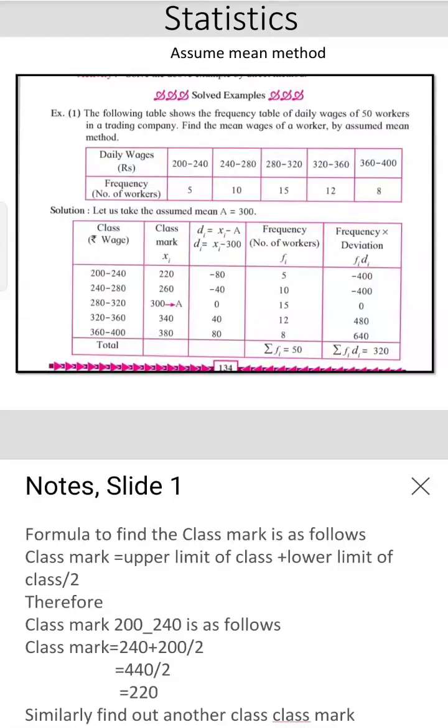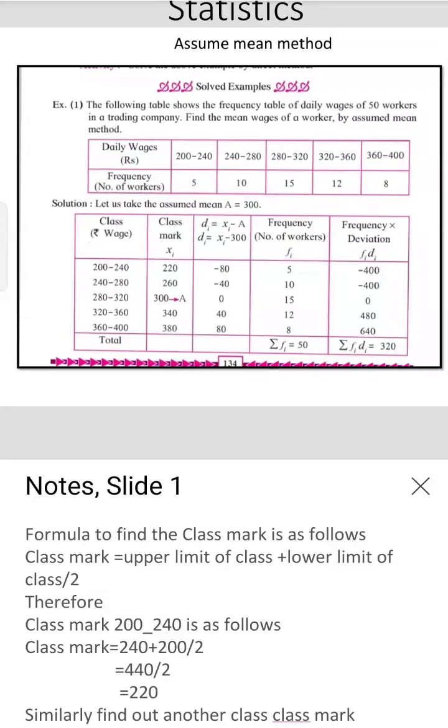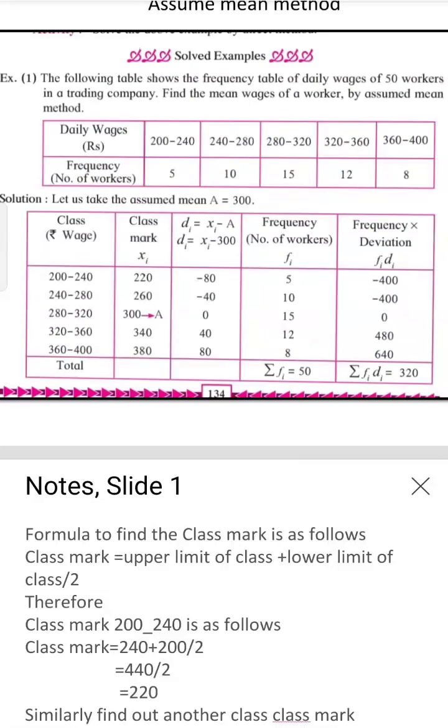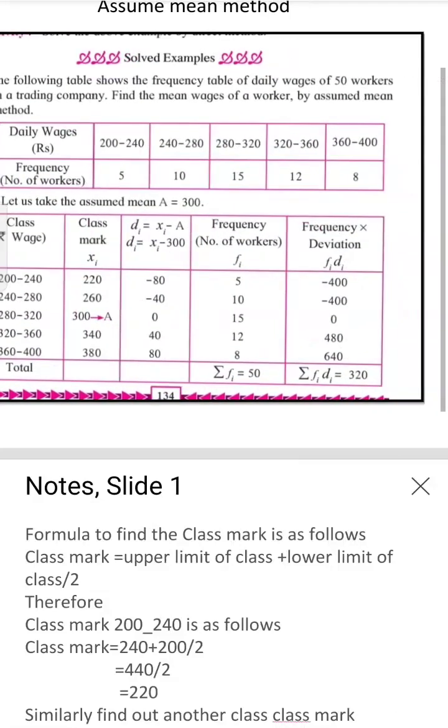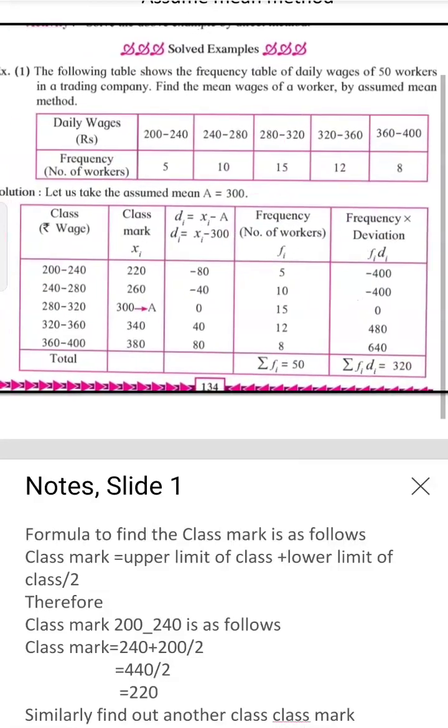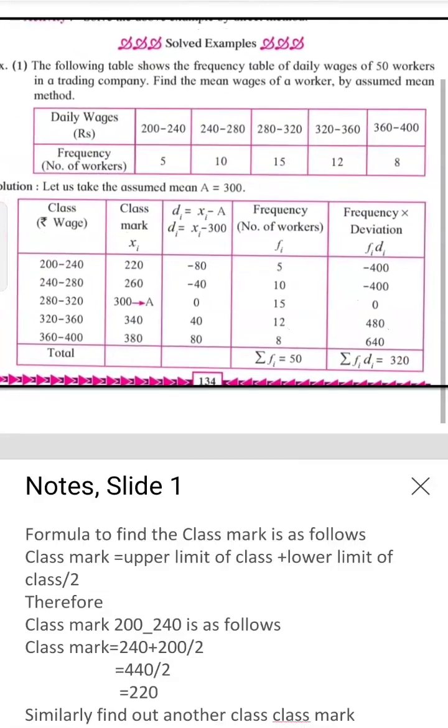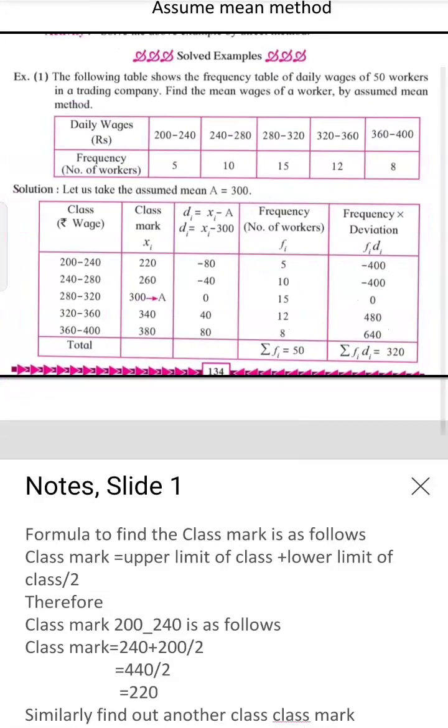Good morning, students. Today we study Mathematics Part 1, Standard 10, and the unit is statistics, and the subunit is assumed mean method. How to find the mean by assumed mean method? We solve an example. The following table shows the frequency table of daily wages of 50 workers in a trading company. Find the mean wages of workers by assumed mean method.